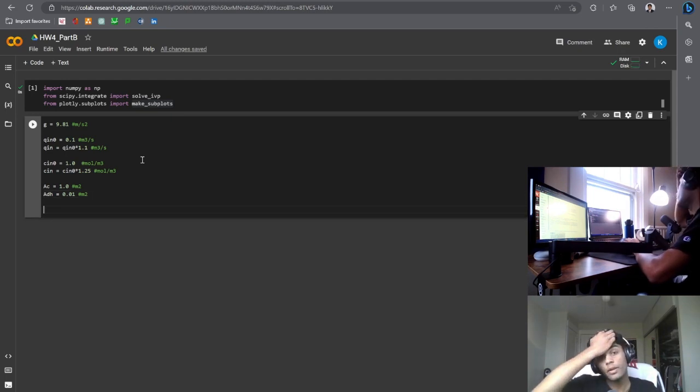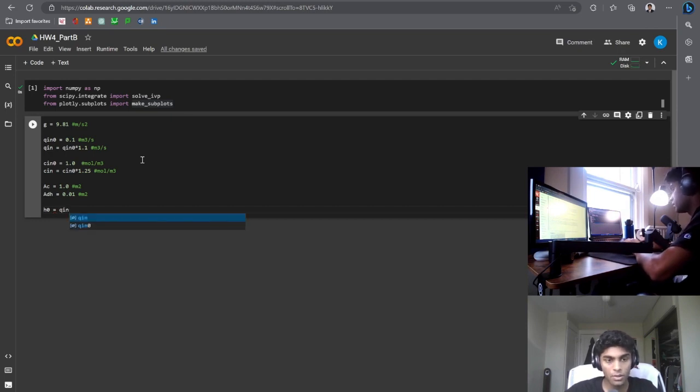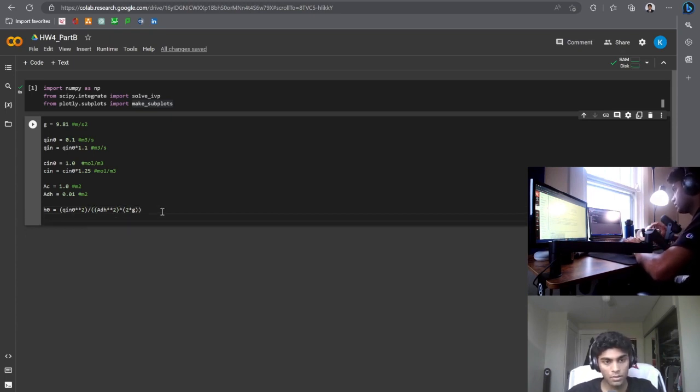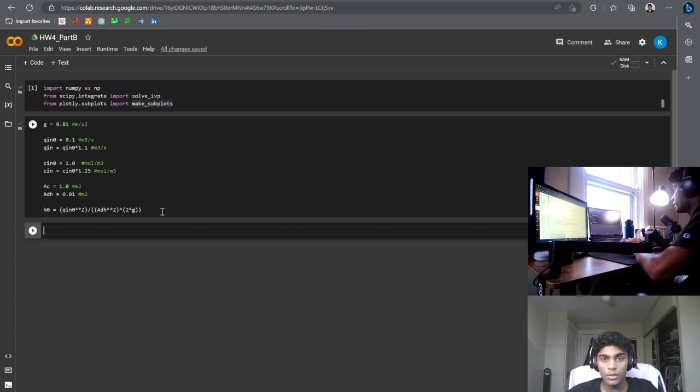And we can also calculate the initial height using this equation. And that equation is going to be Q in naught, so that's at the steady state, squared, divided by the area of the drainage hole, A dH squared, times 2 times G. And those are all the givens for this problem.